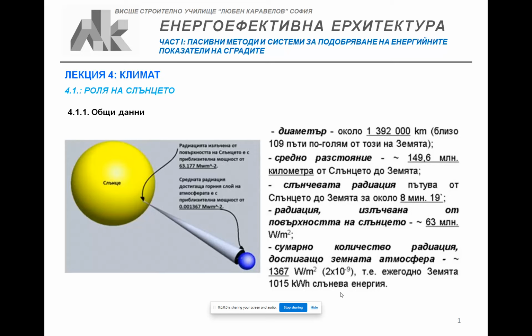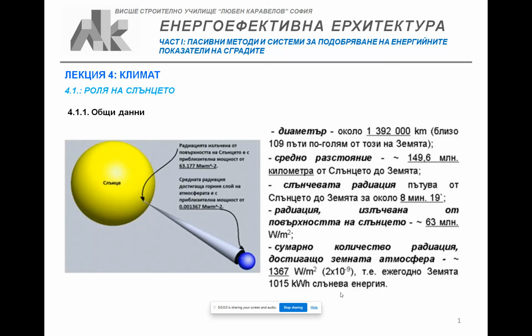Microclimate and outdoor conditions and their influence upon designing the indoor microclimate. The biggest factor in climate forming is our sun, which is the star in the center of our solar system.